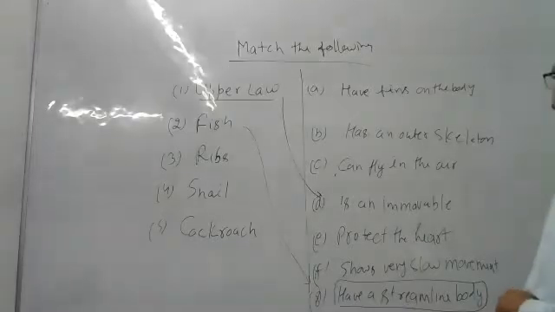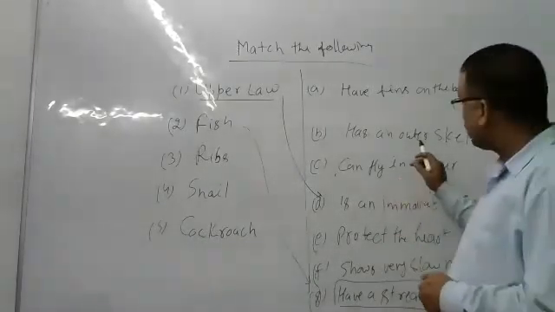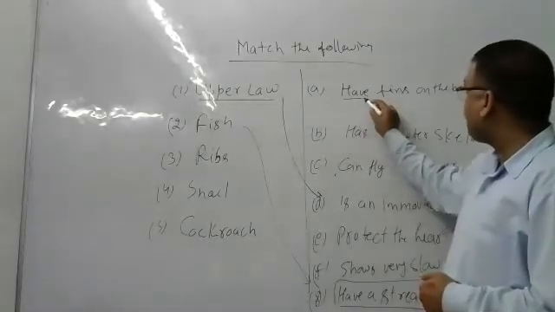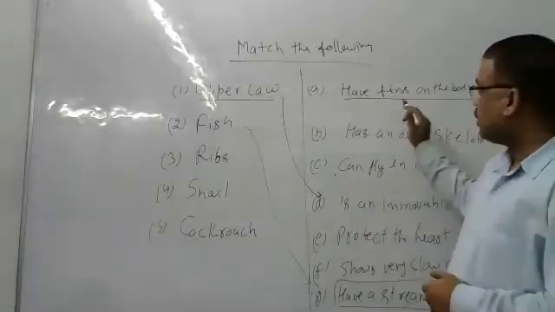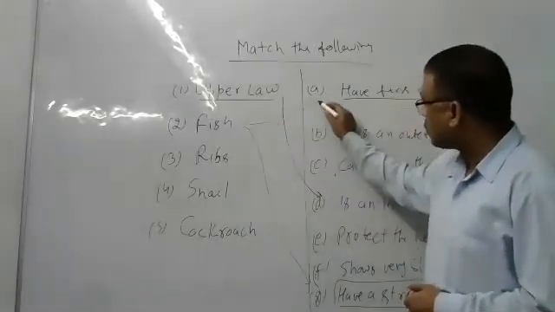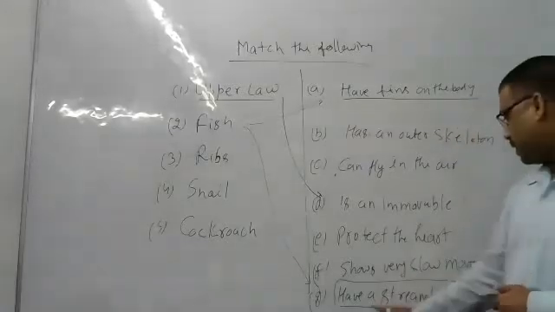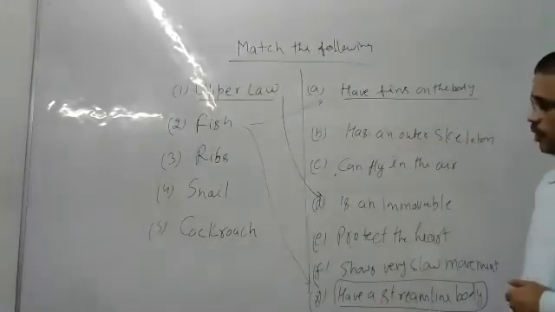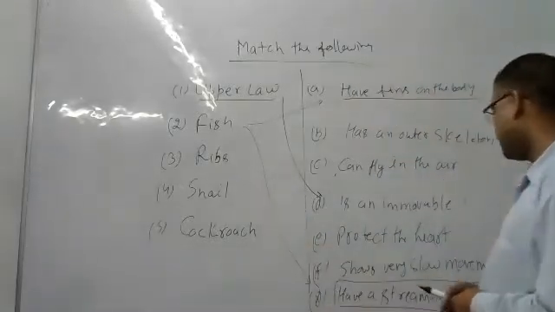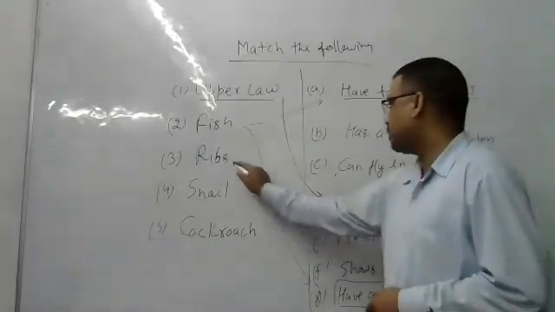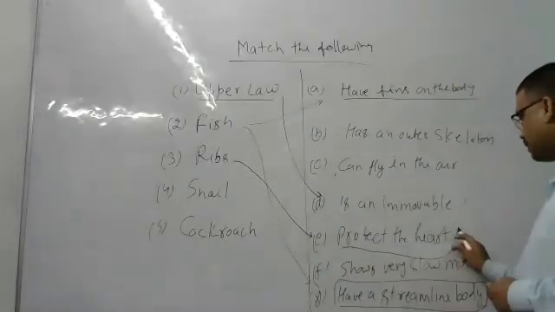Fish has a streamlined body and has fins on the body. The second option is also correct. Fish have fins on the body as well as a streamlined body. Ribs: when we talk about ribs, the function of ribs is to protect the heart.